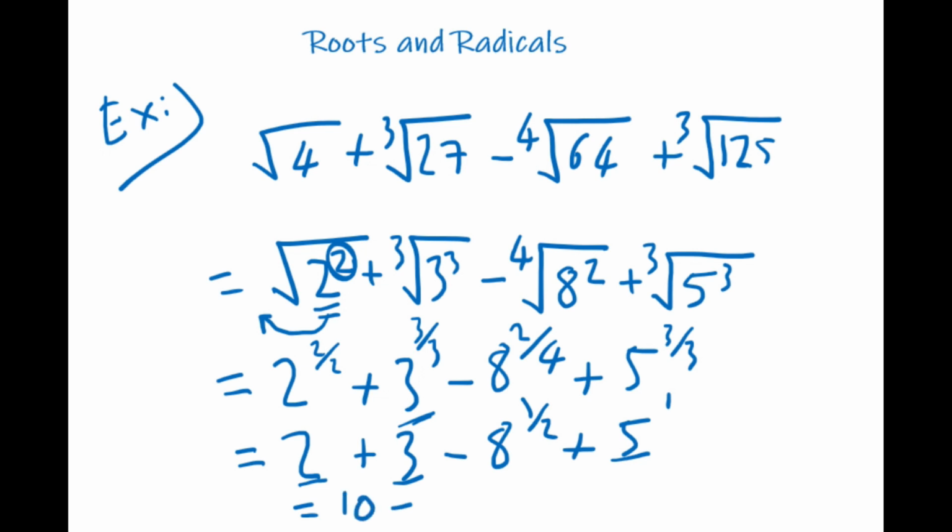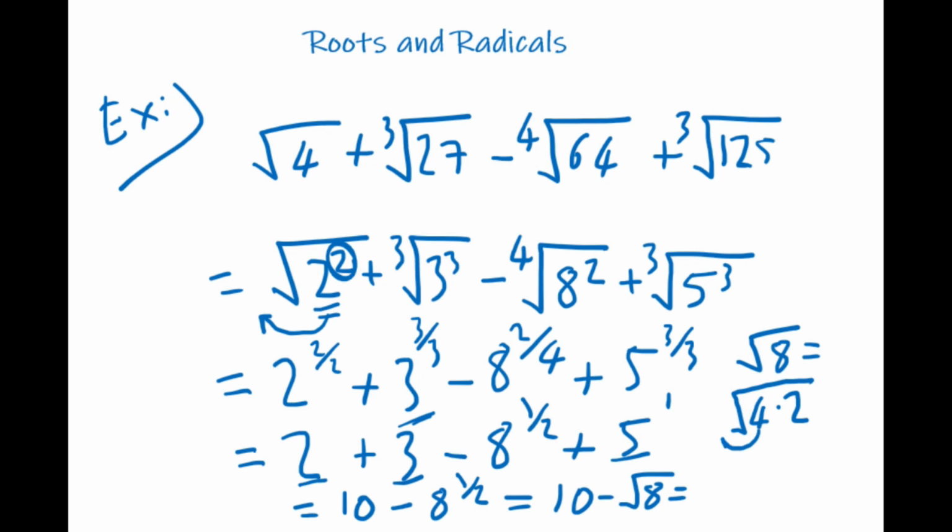The result is 10 minus, we have 8 to the power of 1 divided by 2, guys, which is equal to 10 minus the square root of 8. And if you go further analyzing that square root of 8, we just write it here, this is going to be equal to 8 can be written as 4 times 2. Yes, this 4 comes out as 2, but that 2 cannot, so it's going to stay inside the roots. So it's going to be 2 times square root of 2. So the whole answer is 10 minus 2 square root of 2.